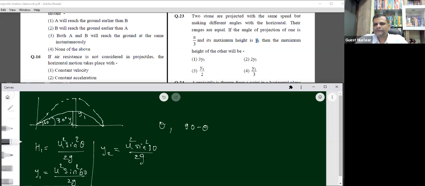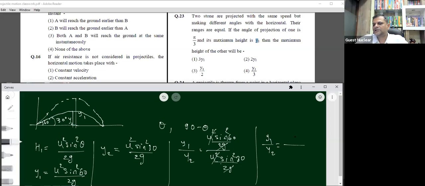Now if you want to find the relationship between y1 and y2, just take the ratio of y1 and y2. Then the u square gets cancelled, 2g gets cancelled, and we are left with y1 upon y2 is equal to sin square 60 upon sin square 30. That's it. Sin 60 is √3/2 and sin 30 is 1/2, so squares are 3/4 and 1/4. Cancelling the 4, we are left with 3 upon 1.